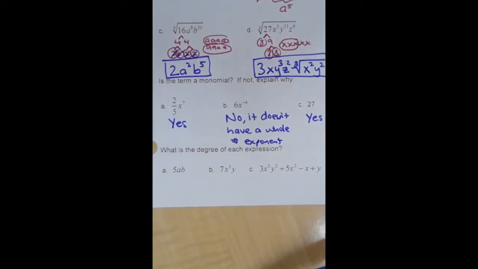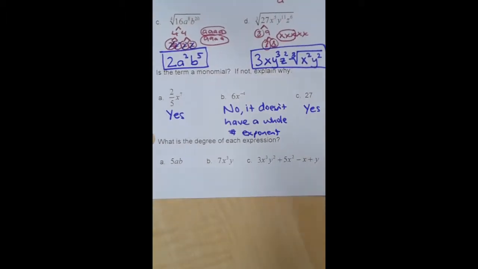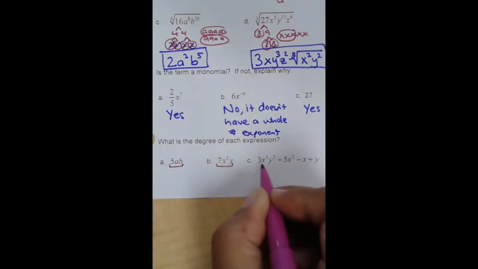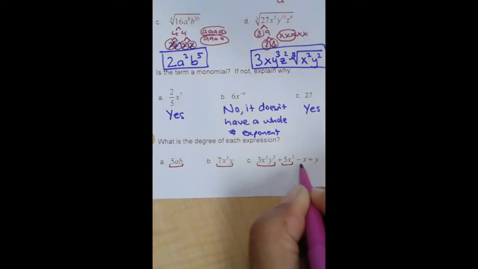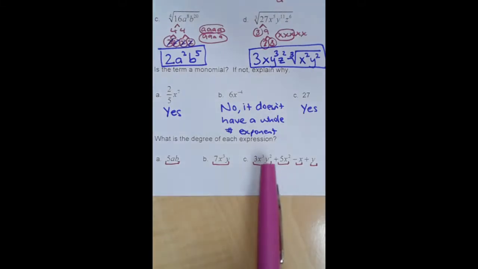All right, degree of the expression. So remember, you have to add each term's exponents for the degree. This is one term. This is one term. This one actually has 1, 2, 3, 4 terms. So we're going to have to figure out that one a little bit differently.